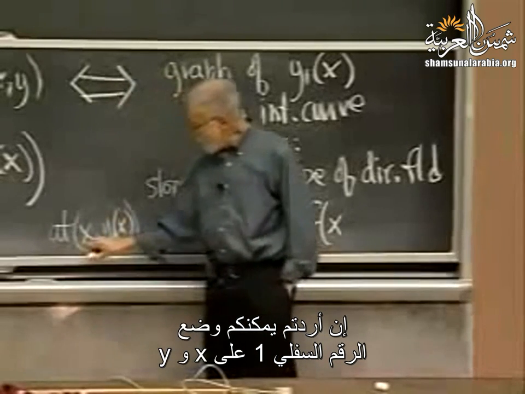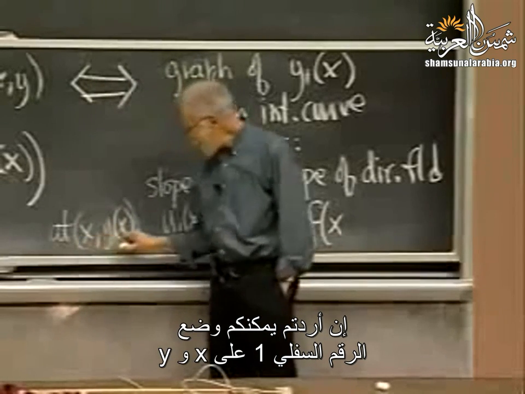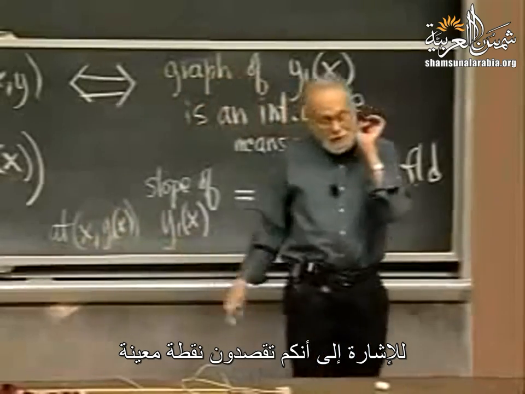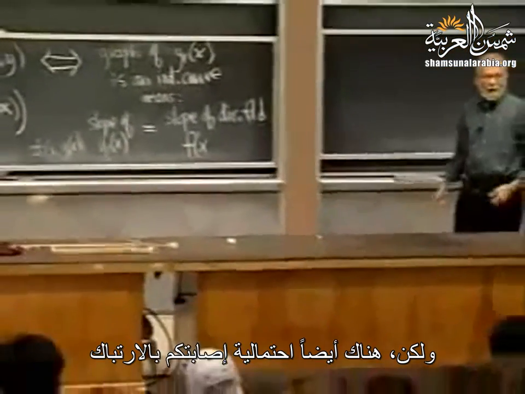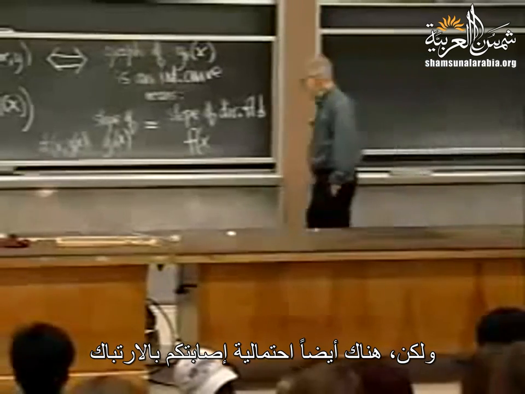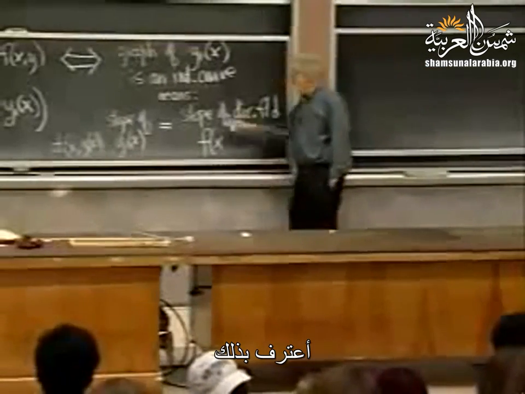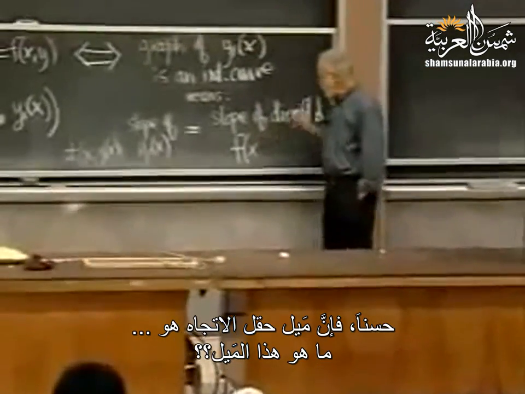If you like, you can put a subscript 1 on this and a 1 here or a 0 there to indicate that you mean a particular point, but it looks better if you don't. But there's some possibility of confusion, I admit to that. So the slope of the direction field, what is that slope?